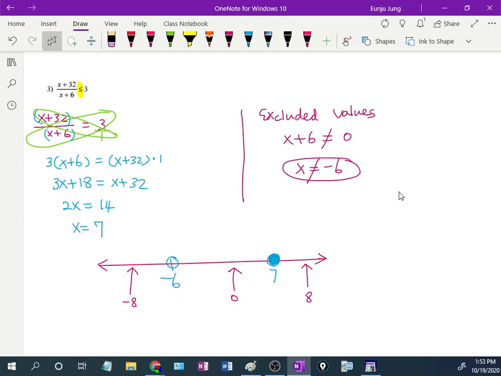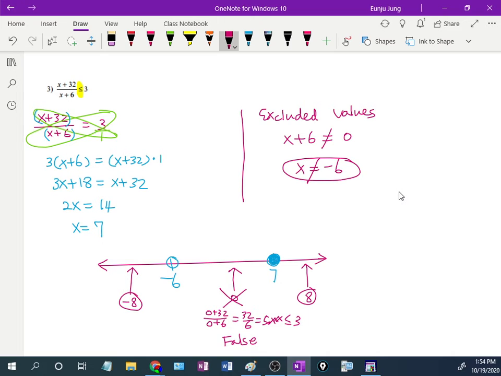So let's start with the easy number, 0. 0 plus 32, 32, divided by 0 plus 6, which is 32 divided by 6. Is that 5 point something something? Yeah, is that less than or equal to 3? No, that's not true. That's false. So I'm not taking this region, okay? And then automatically, do I take the other regions? Possibly, but let's check, okay?